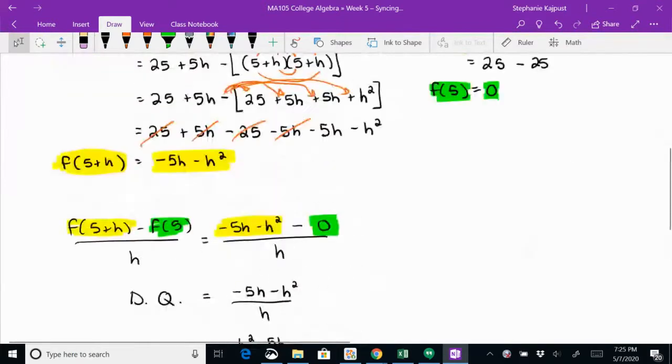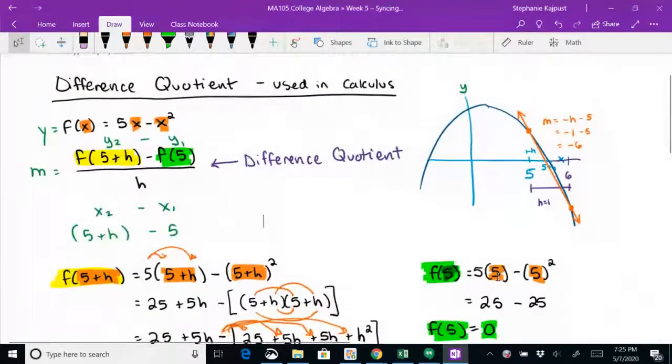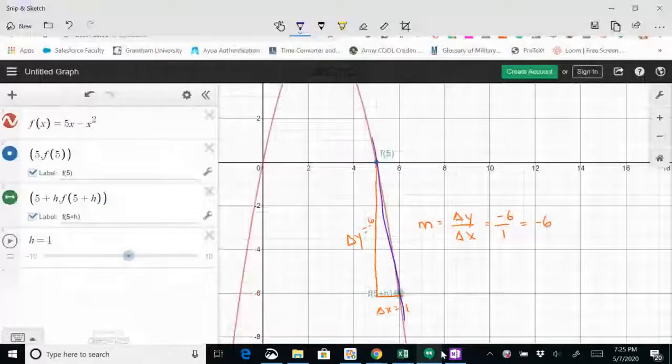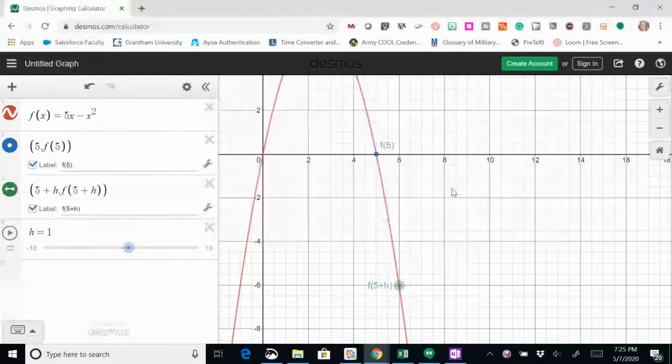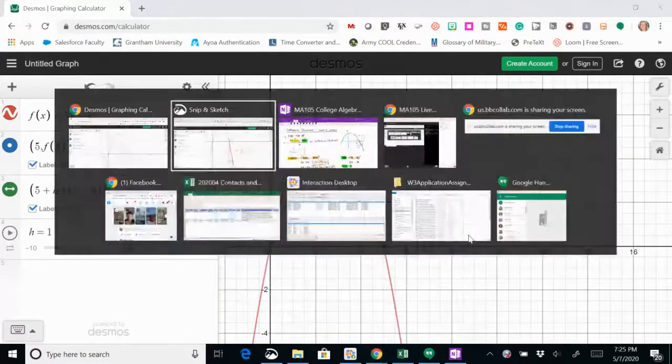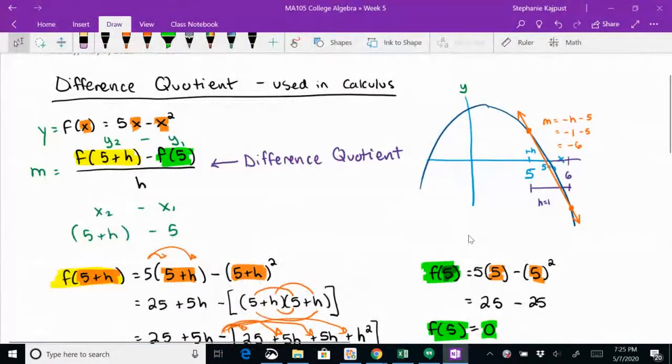I think I did a pretty good job with my hand-drawn picture compared to Desmos. Whoops, I'm still in the drawing. I go to real Desmos. It's not perfect, but it has the right shape. I definitely didn't have it perfect. I didn't have my f of 5 in the right spot.